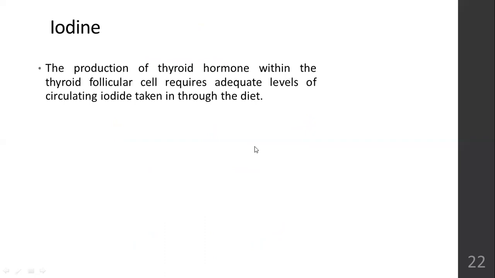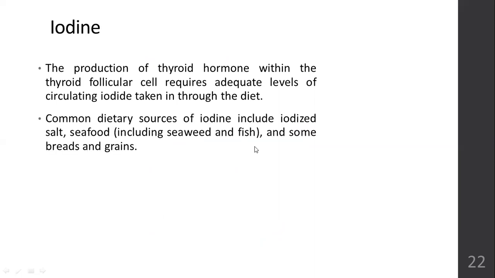Iodine is required to produce thyroid hormone inside the follicular cell of the thyroid gland. Adequate levels of circulating iodine are taken in through diet. Your blood has adequate iodine circulating through it, and that will be taken up by the thyroid gland. And you get your iodine through your diet.